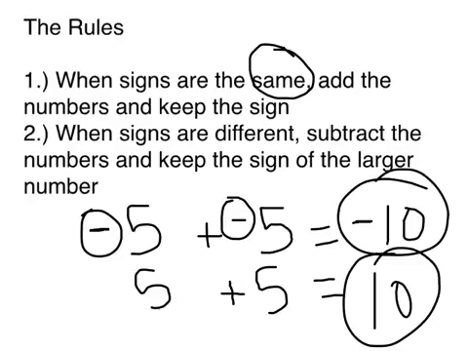When my signs are different, meaning if I have a positive and a negative, I'm going to subtract the numbers and keep the sign of the larger number. And I'm going to show you exactly what this looks like on a number line.